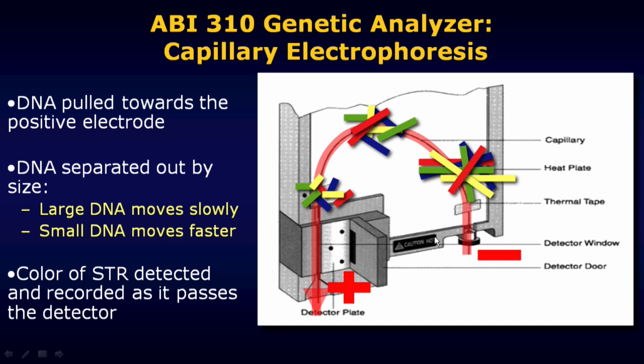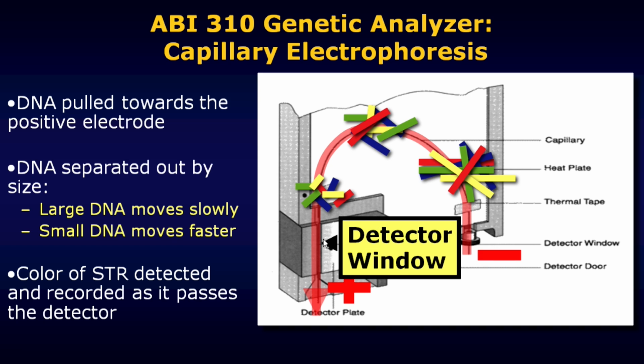Eventually, though, regardless of their size, small, medium, or large, they're all going to parade past one part of the instrument called the detector window. The detector window is very simply a CCD camera, probably much like the one in your cell phone, paired up on the other side of the capillary with a laser. As DNA fragments move past the laser, they get excited and fluoresce in a different color because of the labels that were put on during the PCR amplification, and those colors get picked up by the camera.